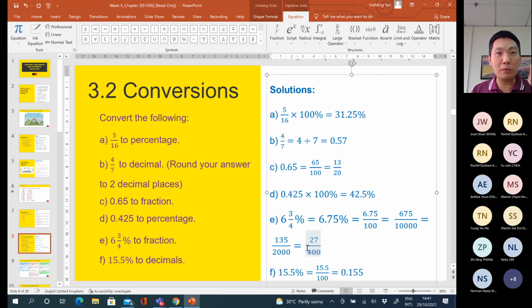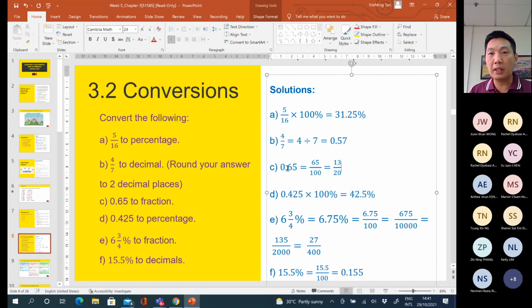Okay, then next one, we want to convert the fraction number to decimal. Easier. You just need to use 4 divided by 7 in order to convert this fraction number into decimal number. Easy, okay? How about this one? If you want to convert the decimal number into fraction number, what can you do? Okay, there are a few methods, because usually we don't want decimal point.